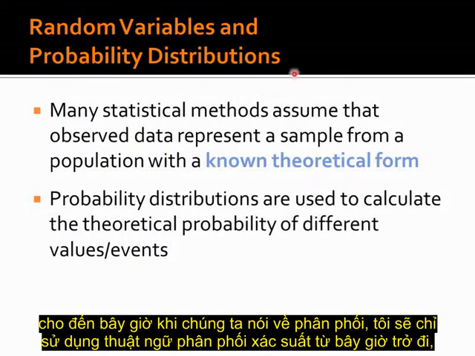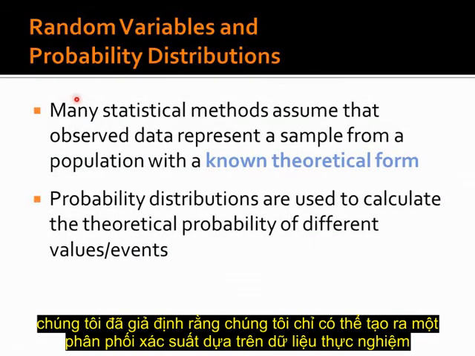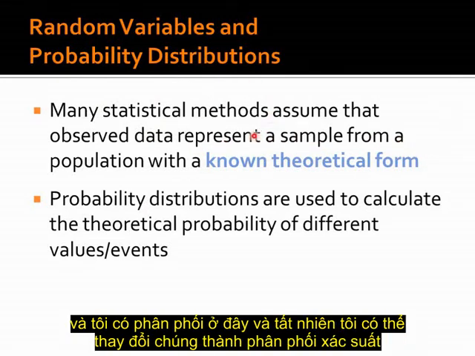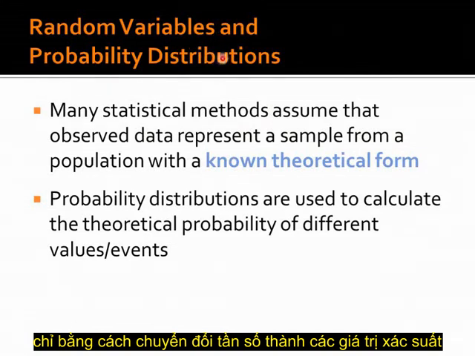Up till now, when we talked about distributions, I'm just going to use the term probability distributions from now on. We've kind of assumed that we could only generate a probability distribution based on empirical data, meaning based on me going out and measuring 1,000 samples, then creating a histogram based on the values and based on the frequencies, and voila, I have my distribution here. And of course, I could change that into a probability distribution just by converting frequency into probability values.